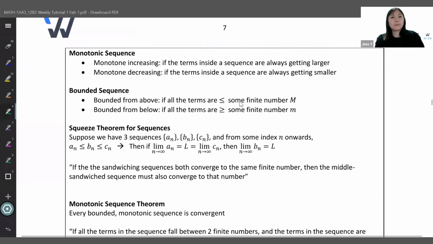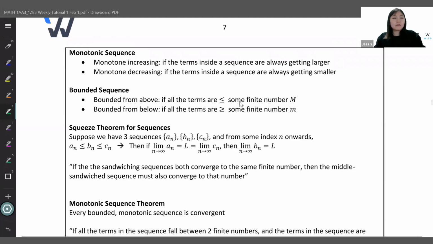All right, welcome back, everyone. We left off after question 4. So now we're on page 7, our last little part on sequences, and then we're going to dive into series.